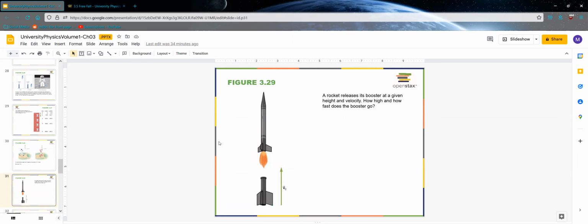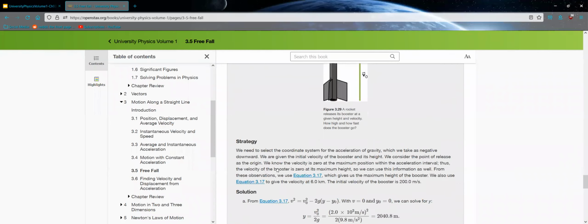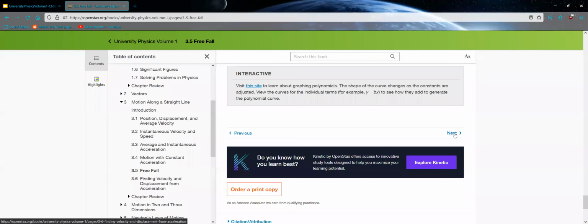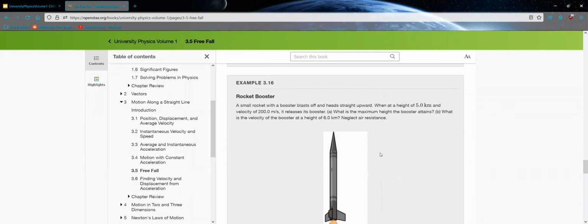More questions along these same lines, well worth your time if you choose to do them. Let's go 3.17, and I think we'll call it a day after that. This is 3.16, right? Yeah.